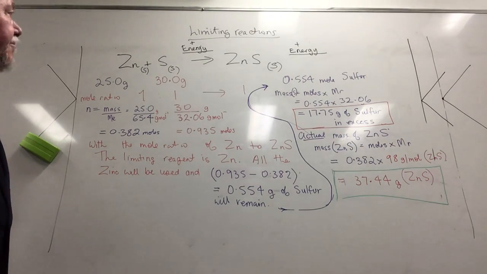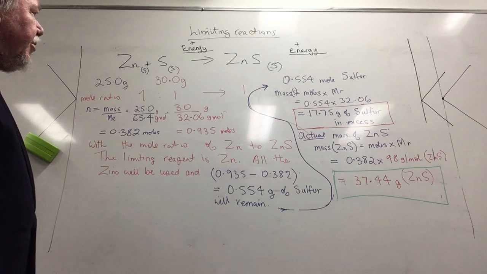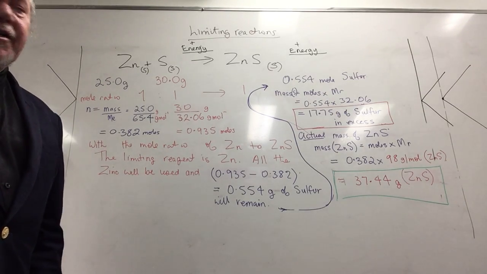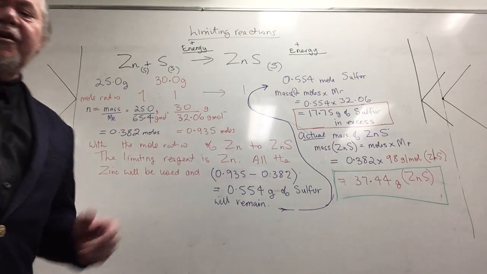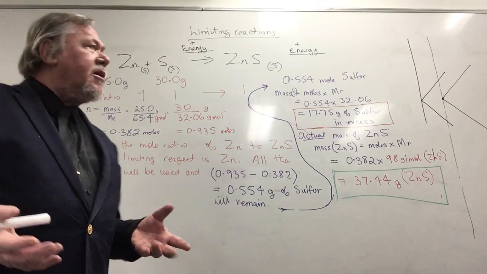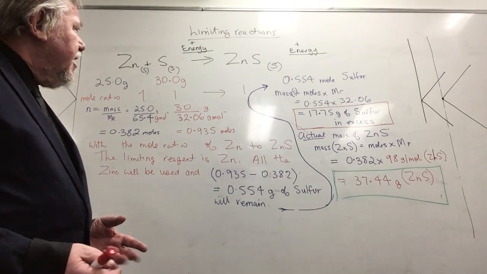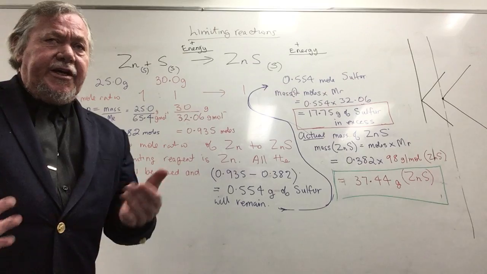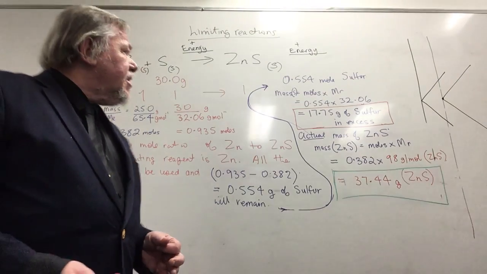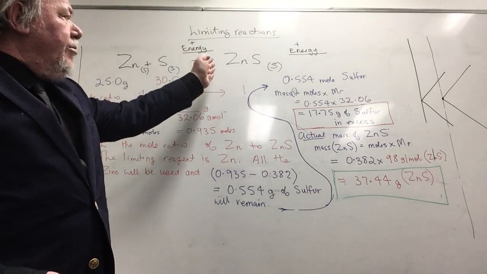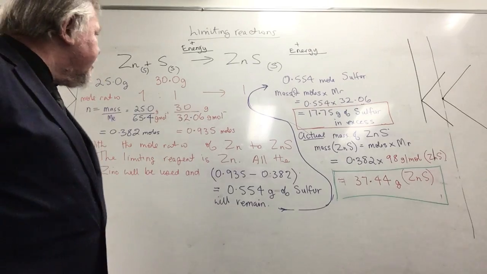Okay, let me go through this one. We've got zinc plus sulfur produces zinc sulfide, and that would require some energy. So we would heat that up in a crucible or furnace, and that would produce the zinc sulfide solid. Therefore we need energy, and energy would be released from that.